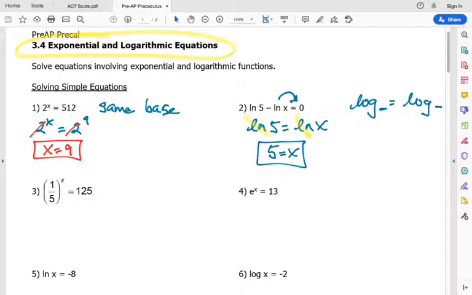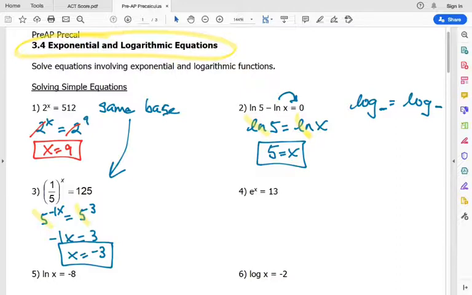On number 3, we're going to use the same base rule again. I can change 125 to be 5 to the 3rd power, and I would want to do that because this 1/5 is the same thing as 5 to the -1 power, and then you've got that x that's already the exponent for that one. Now that we've got the same base, I can eliminate those bases and set the exponents equal to each other. So -1x equals 3, which makes x equal to -3.